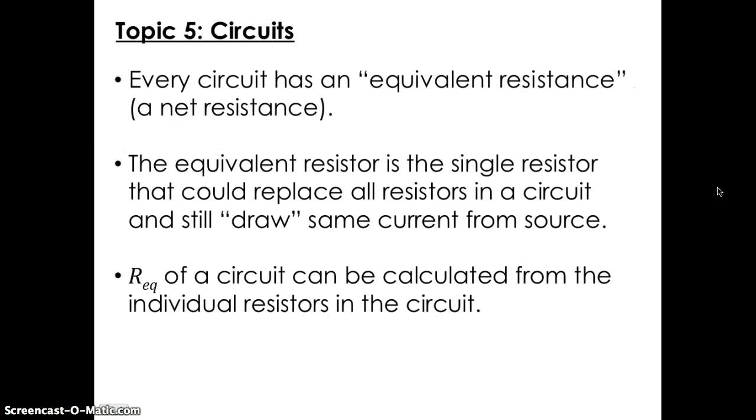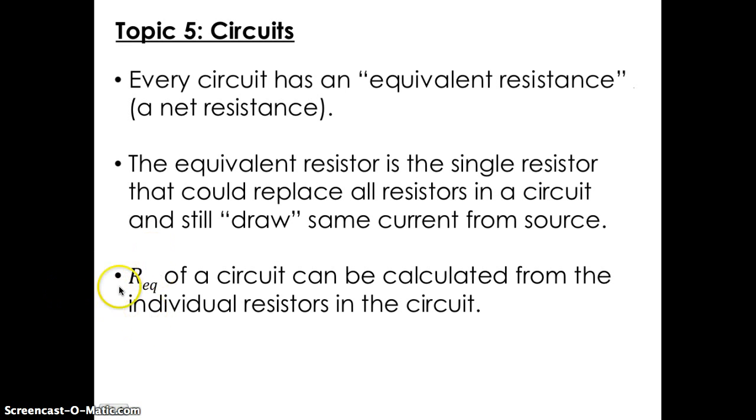Now let's say we make a circuit and it has a bunch of different resistors connected in all these different fashions, making all these complicated pathways. Every circuit can be simplified, because every circuit has an equivalent resistance, which you can think of as a total resistance or a net resistance. Imagine that for every circuit there is some equivalent resistor, the one single resistor that could replace all those resistors in the circuit and still draw the same current from the power source. We call that equivalent resistance.